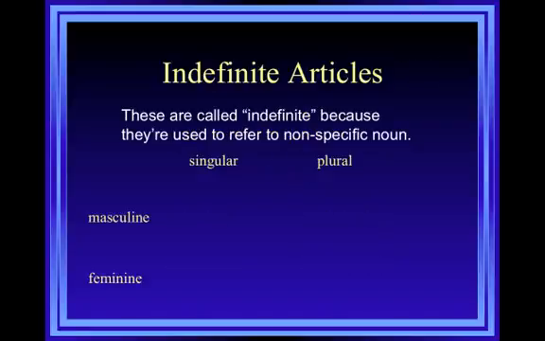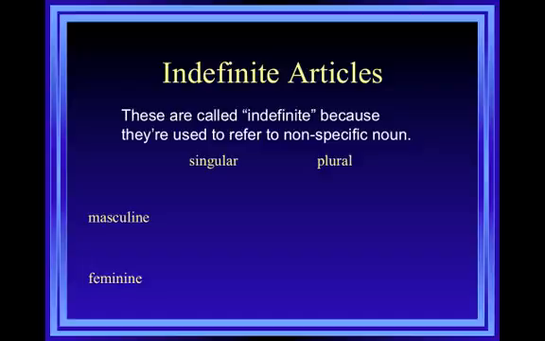First, let's start talking about indefinite articles. They're called indefinite articles because they're used to refer to something that's not specific, or it's indefinite. For example, if I need a pencil, I would just say, I need a pencil. I don't need a specific pencil, I just need any random pencil. Versus if I were to say, I need the pencil that's on the table, then I'm talking about a specific pencil. So indefinite articles are talking about non-specific nouns.